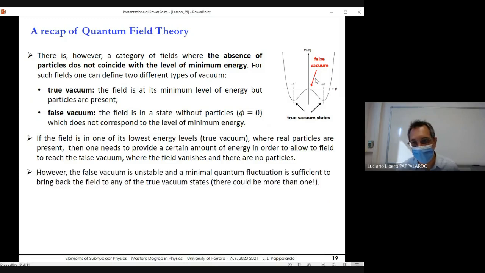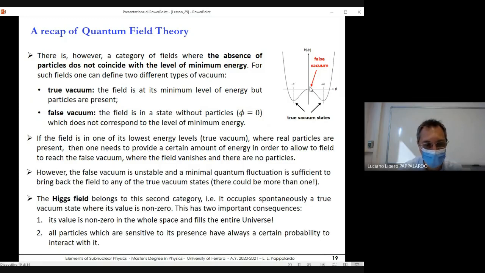But as you can also imagine from this picture, this false vacuum is unstable, because it is not the lowest energy state. So clearly, things tend to spontaneously decay into the lowest energy level. So this false vacuum is unstable, and a minimal quantum fluctuation is sufficient to roll the field down to one of the two minima, which can be more than two, can be also infinite, as we will see.